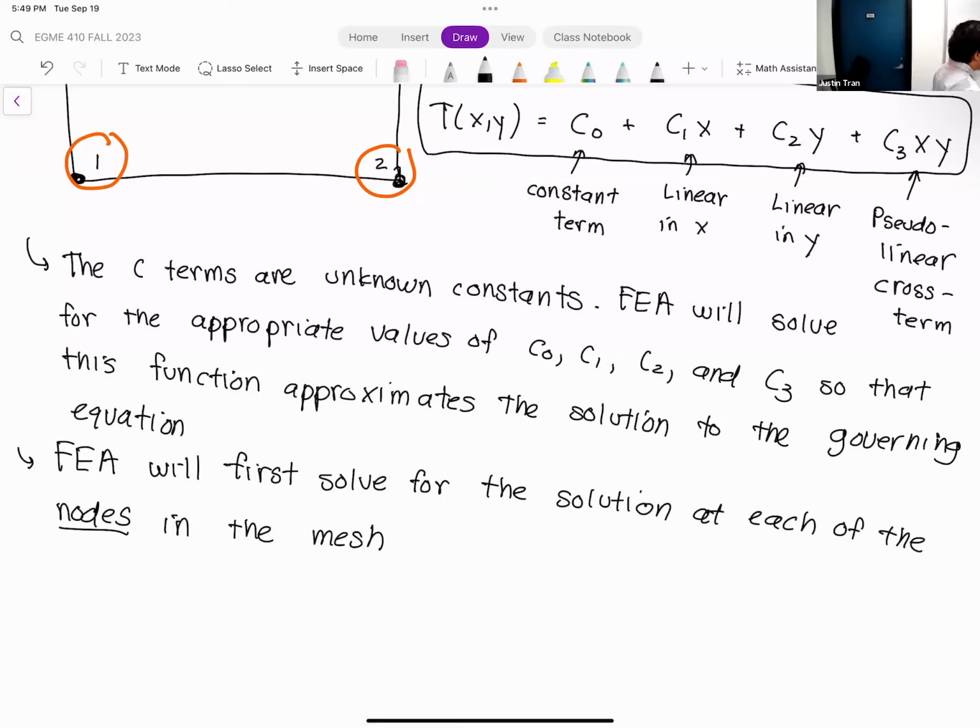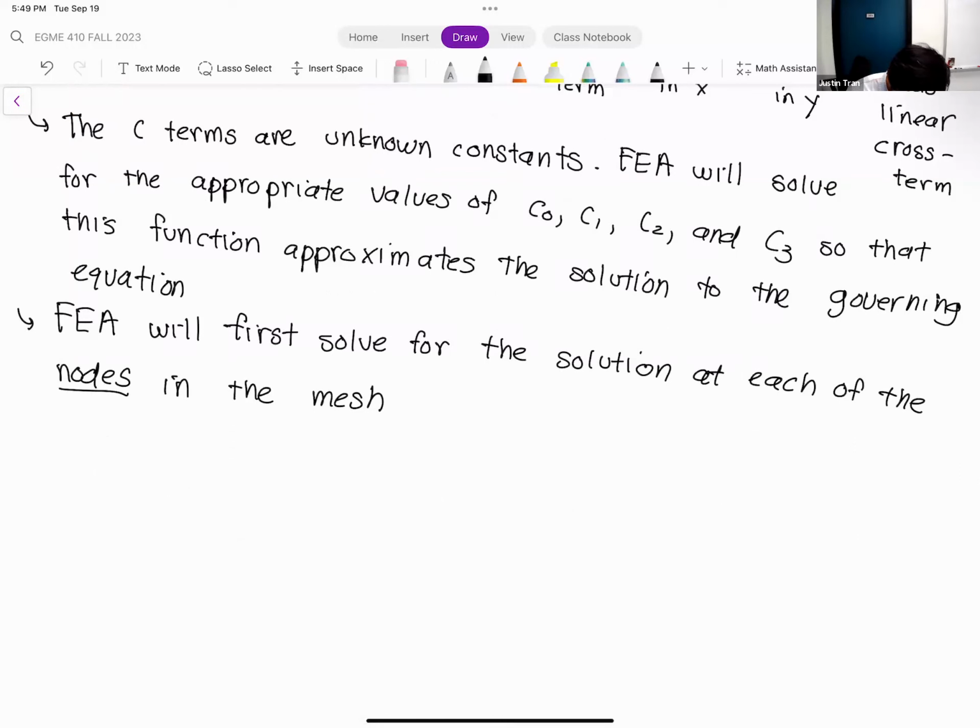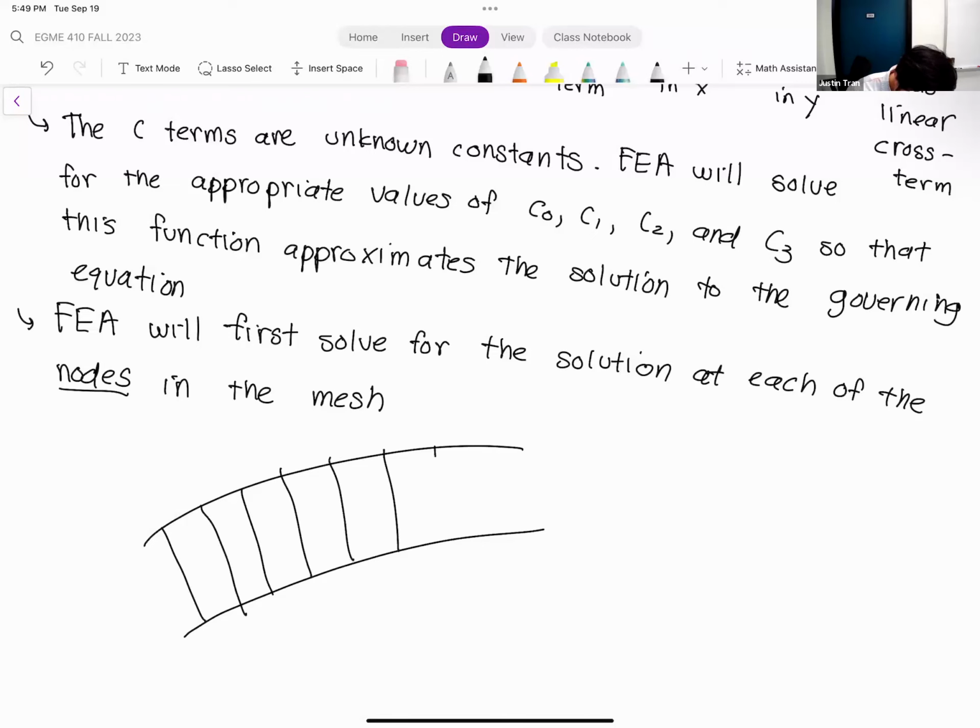So the nodes are actually the important part. All the little vertices in your mesh, that's where FEA is actually solving the solution first. Okay. So let's say that you have a geometry here. You have a mesh on it. At each of the nodes of the mesh, that's where FEA is solving. But it doesn't look like it, right?